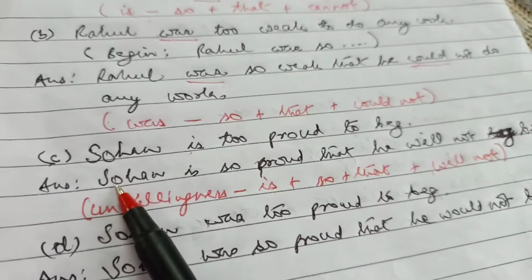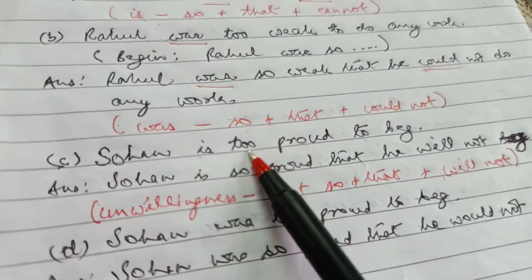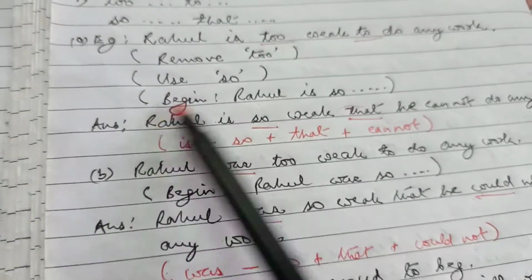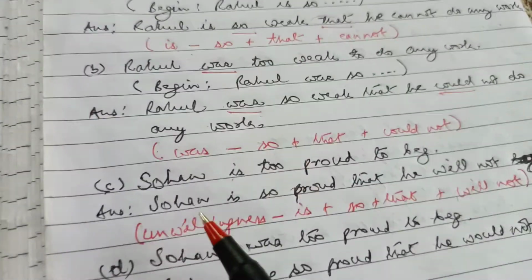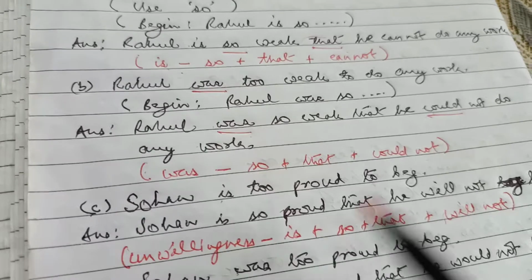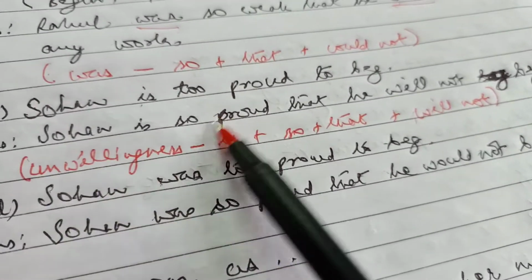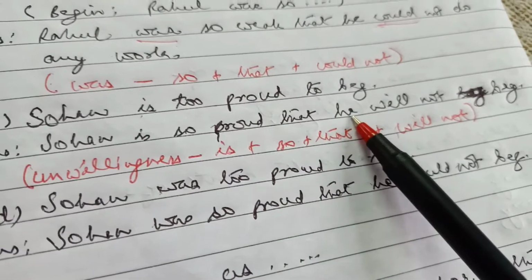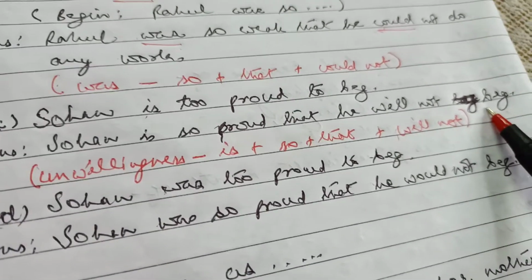Now the question is telling you the same: remove to, use so, as in the earlier question, with the name changed now. Begin, Sohan is so, then dots. So see, we got the answer here. Sohan is so proud that he will not beg.